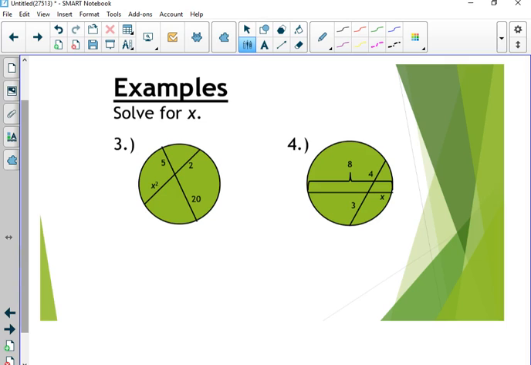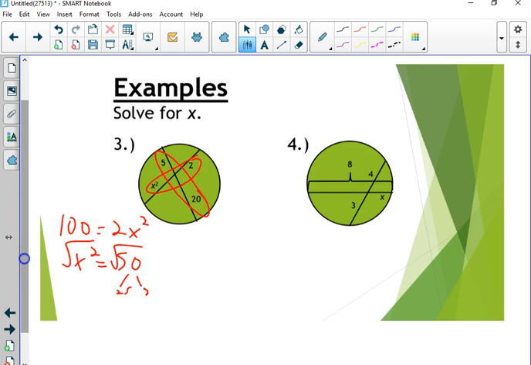Okay, last one. 5 times 20 is 100 equals 2x squared. Divide by 2, we get x squared equals 50. Okay? So we take square root of both sides. This breaks down to 25 and 2. Radicals, obviously. So x equals square root of 25 is 5, radical 2. Very easy to simplify that one.